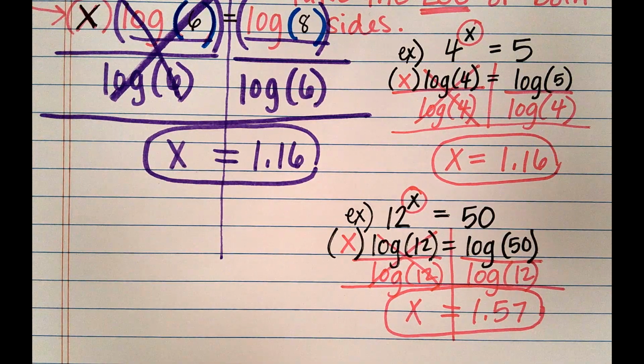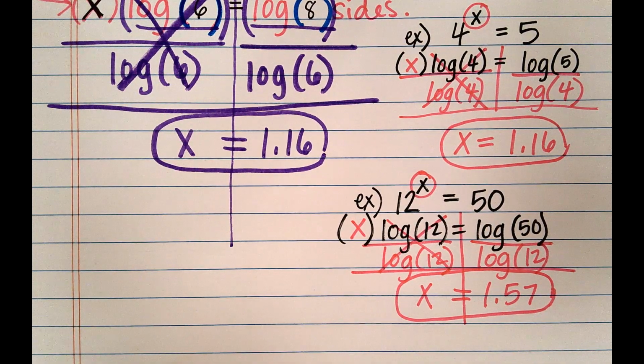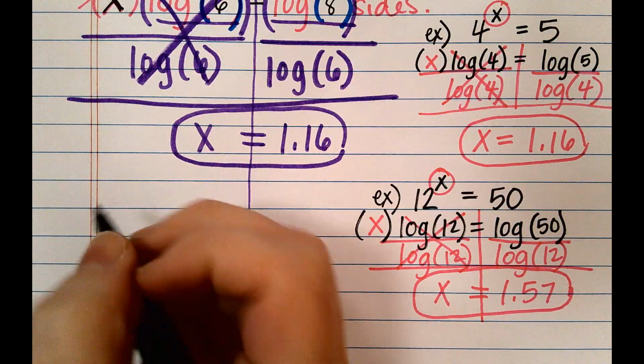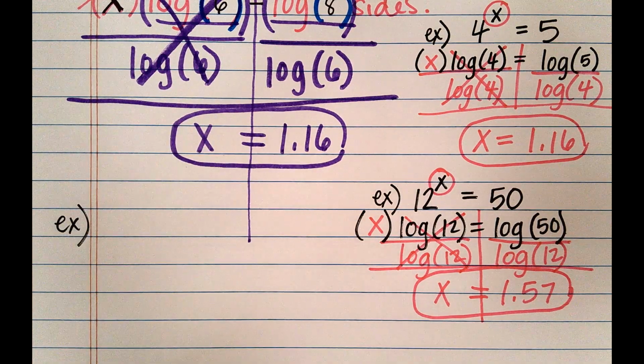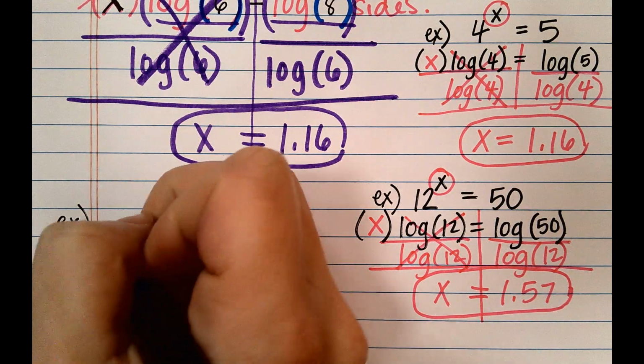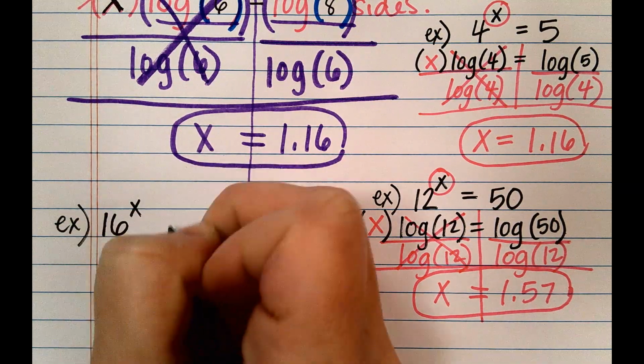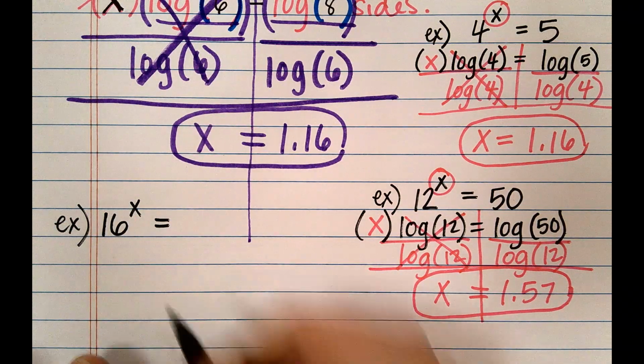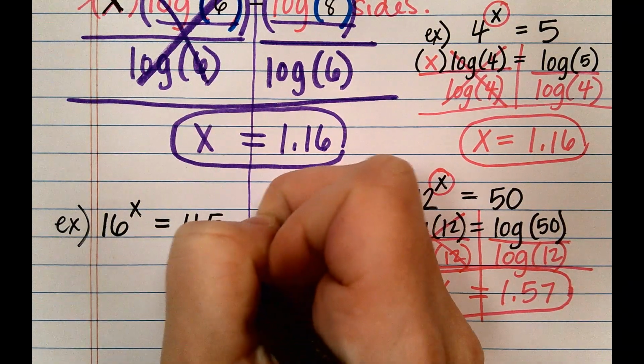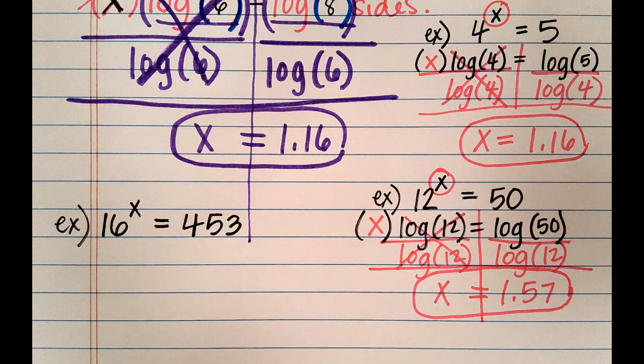Guys, let me give you one to try on your own. I think y'all got it. Let's try this one now. How about 16 to the x power equals 453. Bump it up a little. Okay, try that one on your own. I'm going to give you guys a couple minutes here.